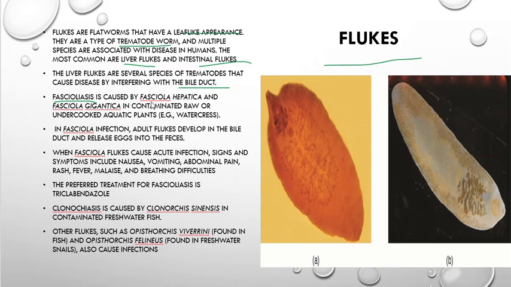Fascioliasis is caused by Fasciola hepatica and Fasciola gigantica, from contaminated raw or undercooked aquatic plants. Gotta be careful if you eat watercress. Fasciola flukes develop in the bile duct and release eggs into the feces. Fasciola flukes cause acute infections when they do. Signs and symptoms: nausea, vomiting, abdominal pain, rash, fever, malaise, breathing difficulties.